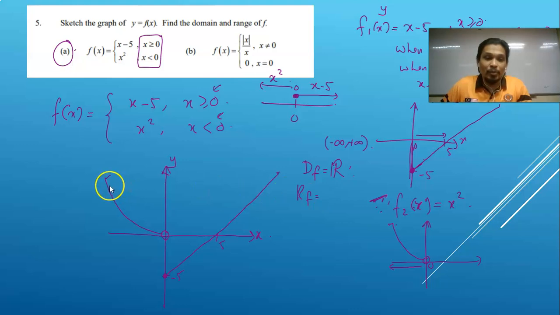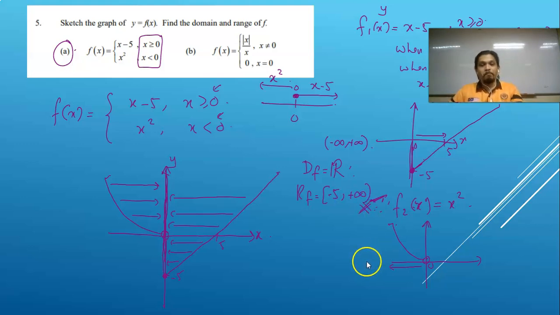Range of f, if we point this graph to the y-axis, okay, we point this graph referring to the y-axis, and we find all values of y being mapped from this function, from this graph, until x equal to -5, which means that the least value, or the minimum value, of y is -5. So then it is from -5 to positive infinity. That's it. Get it? Okay.